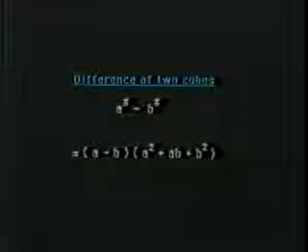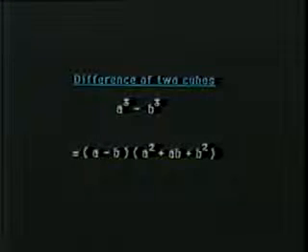It doesn't fit any of the patterns we've seen, but there is an answer. This is, in fact, a difference of two cubes. And here's the formula for factoring a difference of two cubes. You'll probably want to memorize it. And don't worry about where it came from. Just check it out and be sure it works by multiplying it out again. Just use your distributive law.